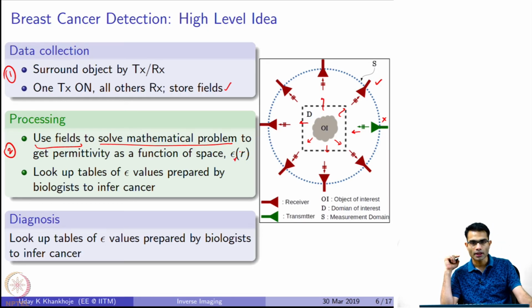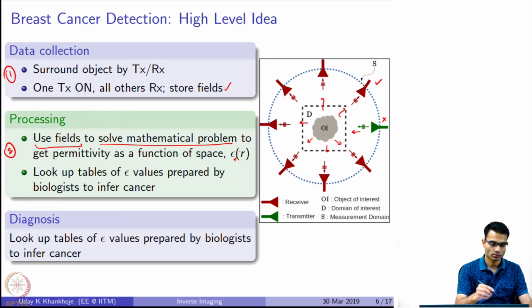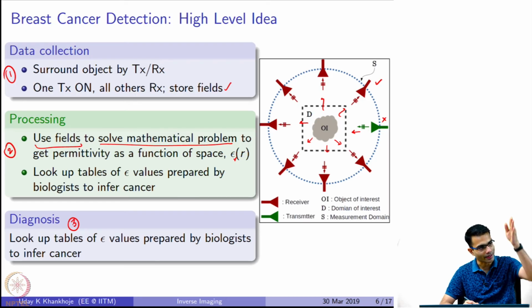Now, as was mentioned, it can happen that healthy tissue will also scatter waves, and cancerous tissue will also scatter waves. So, after having done all of this, what do I do? That actually brings us to step 3, the diagnosis part. People in biology and medicine have already done the hard work. They have calculated permittivity for healthy tissue, unhealthy tissue, blood, fat, cancer, and all of this is tabulated.